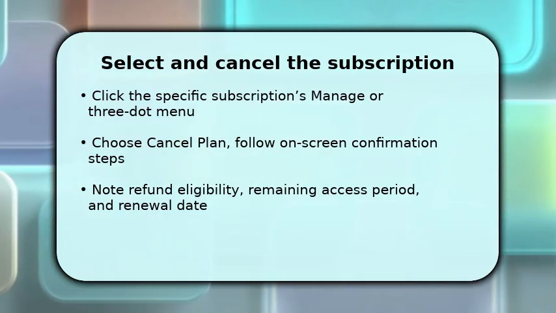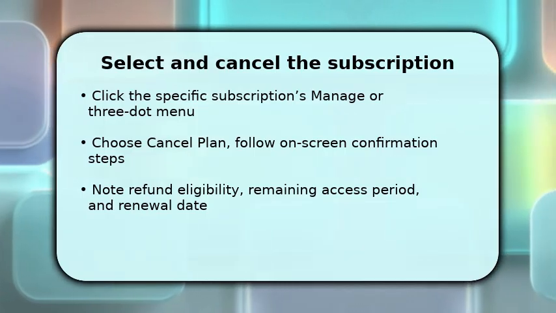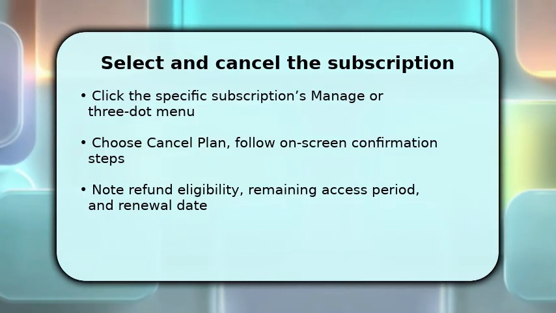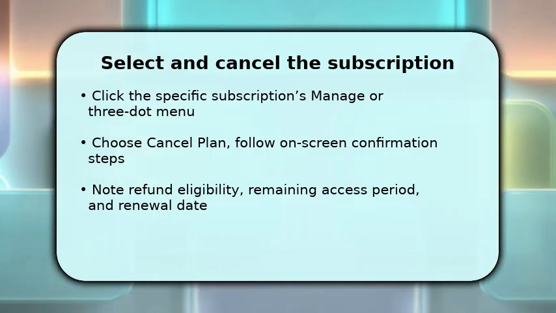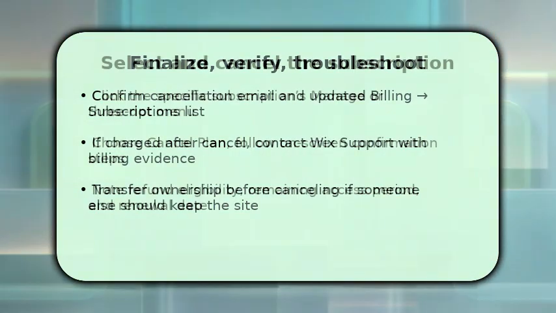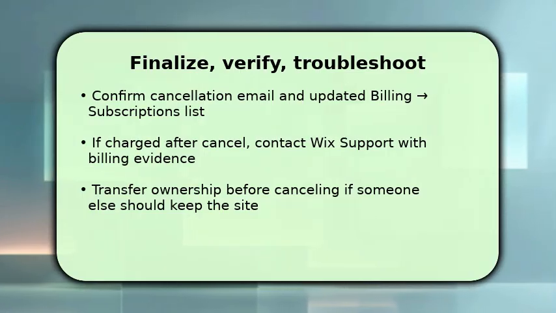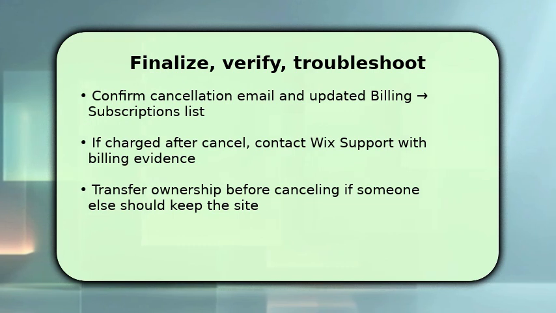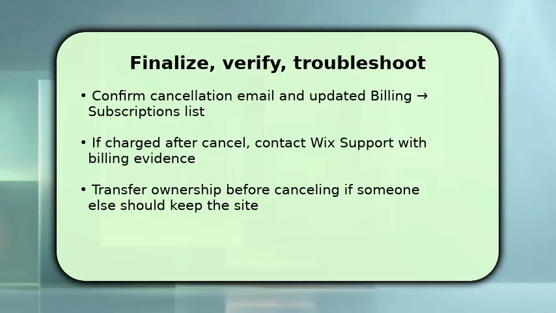After confirming, check for an email receipt. If the cancel button is grayed out, refresh and try again, or move to account. After canceling, verify you received a confirmation email and that the subscription no longer appears as active under billing, then subscriptions. If charges continue, gather invoices and payment records, then contact Wix support.